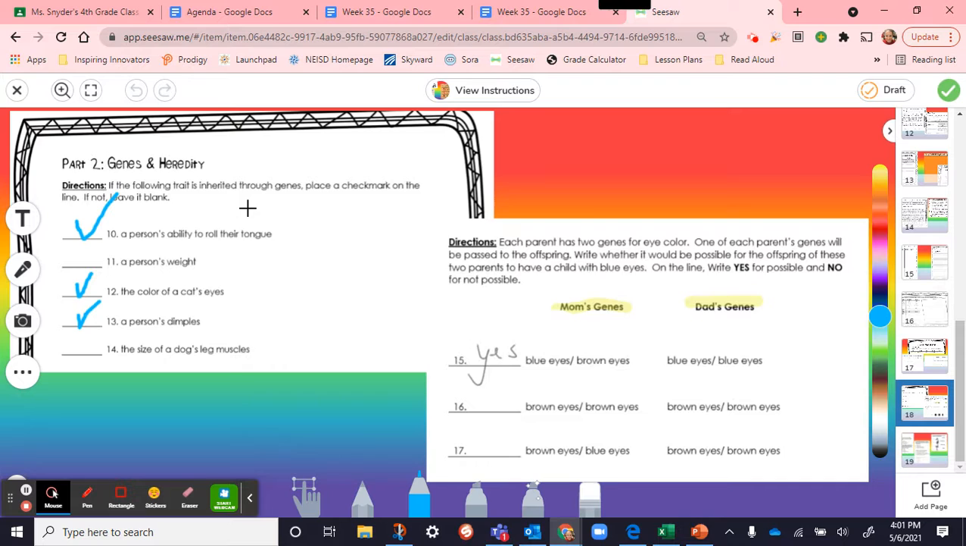A person's weight, now that could change because if you live a very sedentary life, you don't move around a lot, and you eat a lot of foods that are not healthy for you, that could change your weight. Also the size of a dog's leg muscles. So I gave the example, I have 2 dogs. One is super lazy. All she wants to do is lay around all day. She doesn't play fetch.